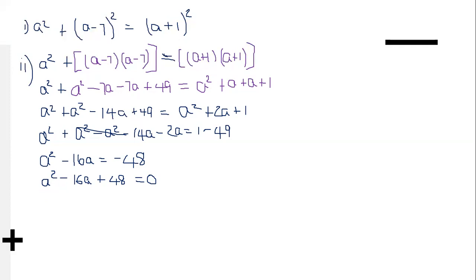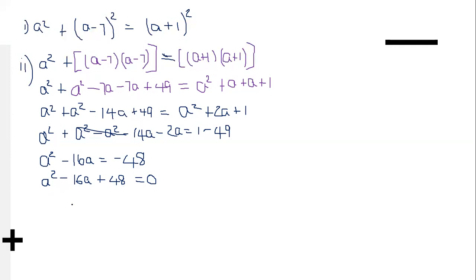So let's solve this. I'm going to solve this the easy way. You can take the long route, but I'm going to solve it the easy way. So we need to find 2 factors of 48 that when you add them, you get negative 16, and when you multiply them, you get a positive 48.